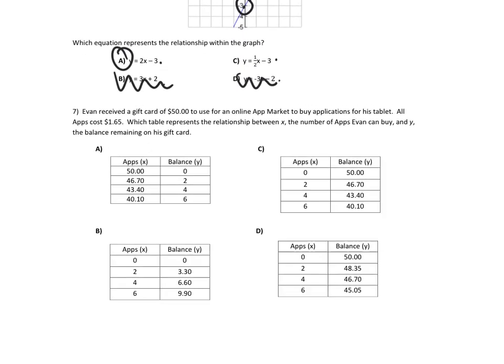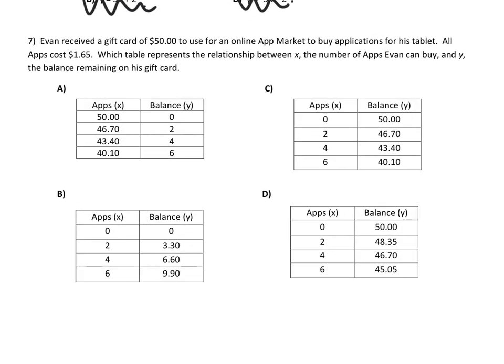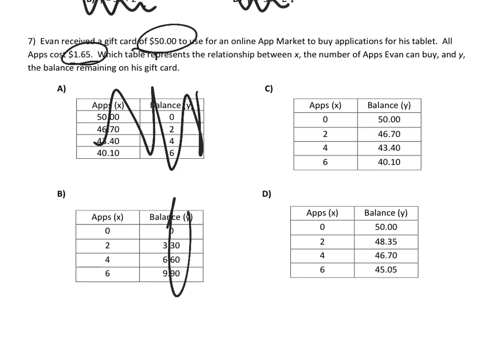Okay, number 7. Evan received a gift card of $50 to use on the online app market to buy applications. Each app costs $1.65. This is similar to our other one. We start out with a balance of what on our gift card? It's $50. This balance is 0, so that one's out. The balance is 50 and we bought 0 apps. So I feel good about the C and D.